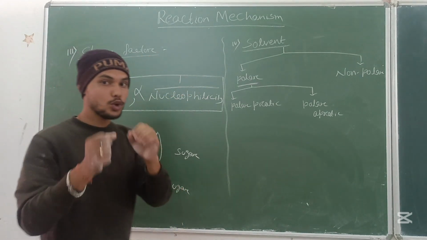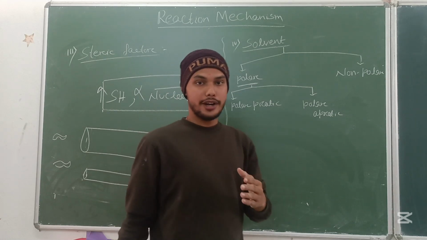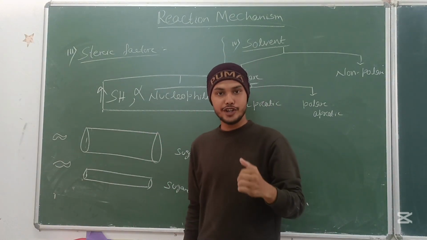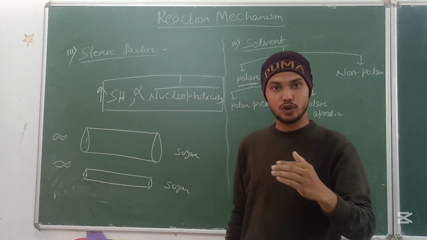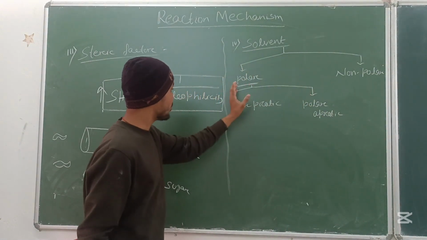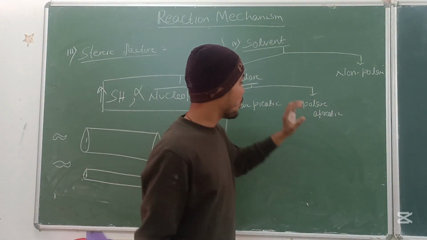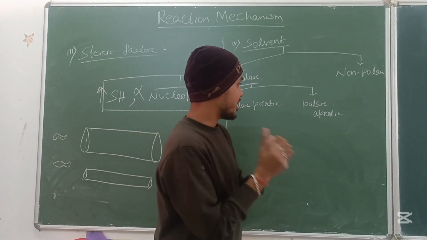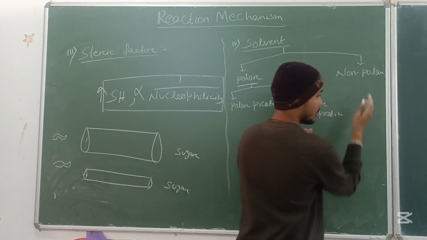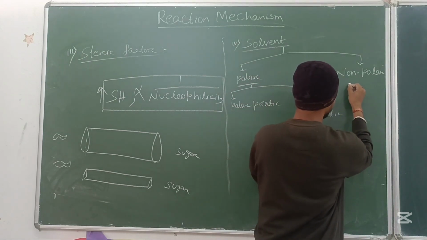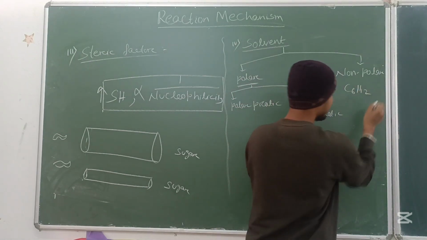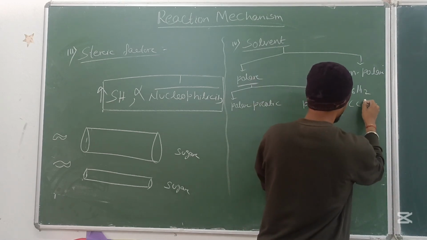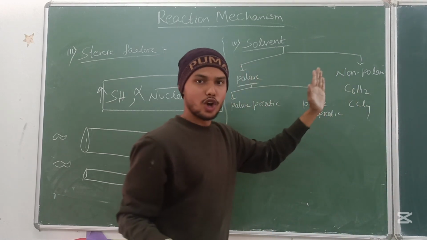Okay, let's come to solvent. What do you mean by solvent? Solvent is a medium which makes the reaction feasible. Solvents are of two types: polar solvent and non-polar solvent. Polar means polar in nature, non-polar means no charge, that means chargeless. Examples of non-polar solvents are hexane, C6H14, carbon tetrachloride, and toluene. These are the non-polar solvents.